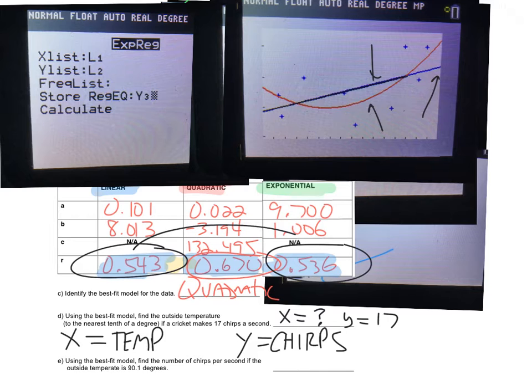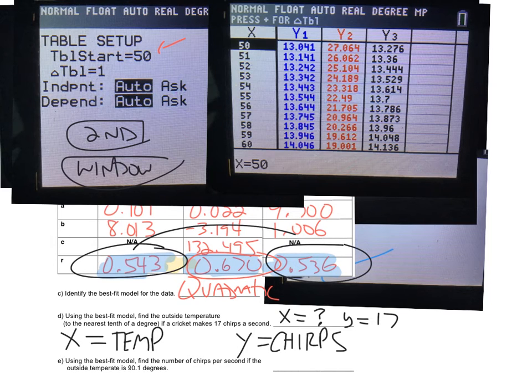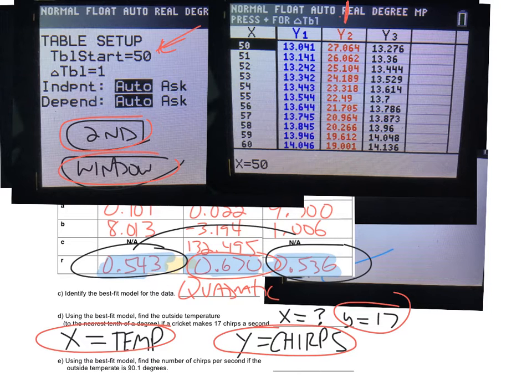So what we're going to do is figure out what X turns out to be when Y is 17. One way we can do this is to go to your table. I went to second and window and started my table at 50. So I started my table off when X is 50, so at 50 degrees. And I need to find the value when Y is 17. I'm going to be looking in the Y2 column because that's where I stored my quadratic model, and that was the best fit model for the data. So I'm looking for when Y is 17. Up to 60 degrees, Y is 19, so I'm going to have to scroll down.